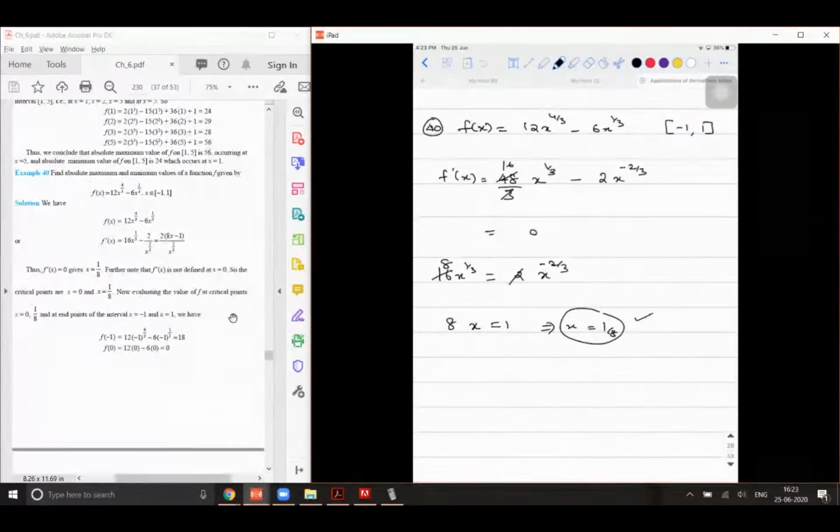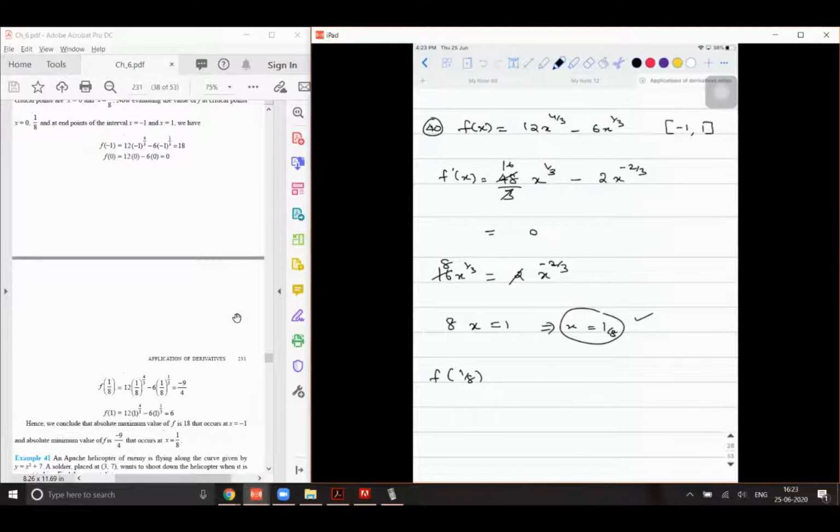Now what will you do? You will check what is f of 1 by 8. That's what you are supposed to check. What is f of minus 1? You will check f of plus 1. Had it been open interval minus 1 to 1, you would have gone for the second derivative test. Since it's a closed interval, you need to verify extreme points also. So which value is coming out to be least?